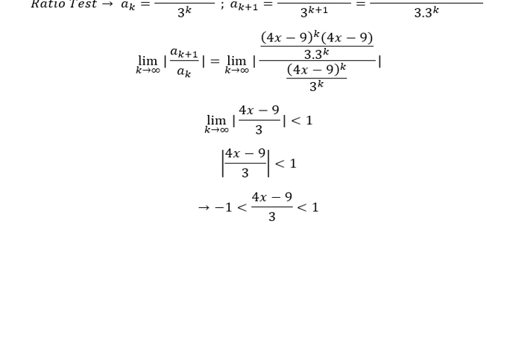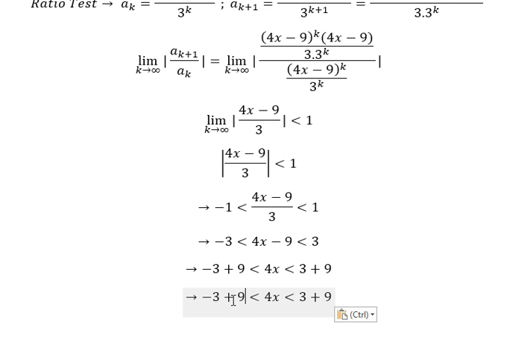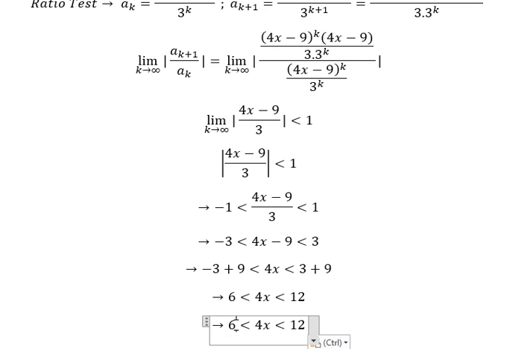Next, we multiply both sides by number 3. So this one in the middle should be 4x minus 9. Next, we add positive number 9 to both sides. And this one you get 0. 9 minus 3 you get 6. 9 plus 3 you get 12. Next, we divide both sides by number 4.